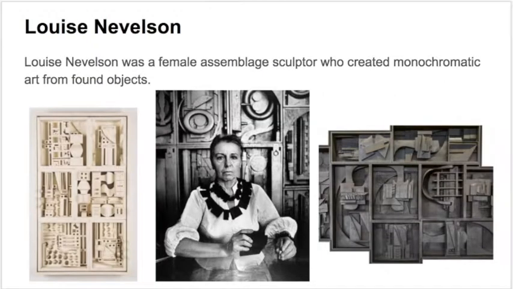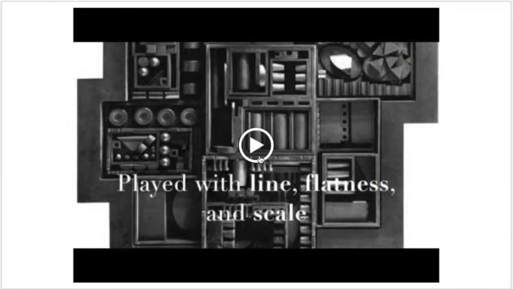Here's the first artist we're going to learn about. Louise Nevelson was a female assemblage sculptor who created monochromatic art from found objects. Monochromatic means one color. So you can see in the examples on this slide, she would paint her objects so that they were all one color. Here's a little video about her artwork.